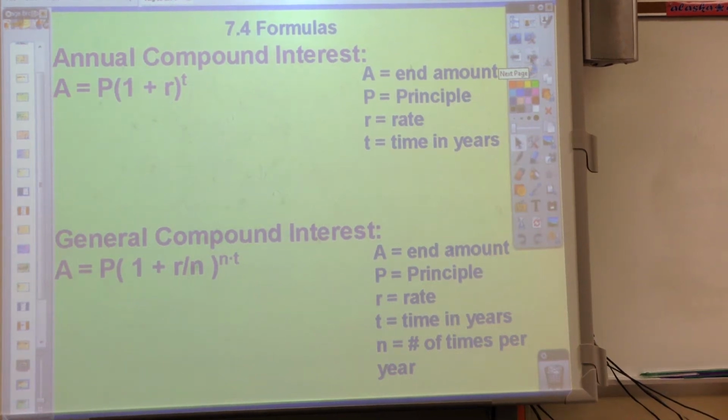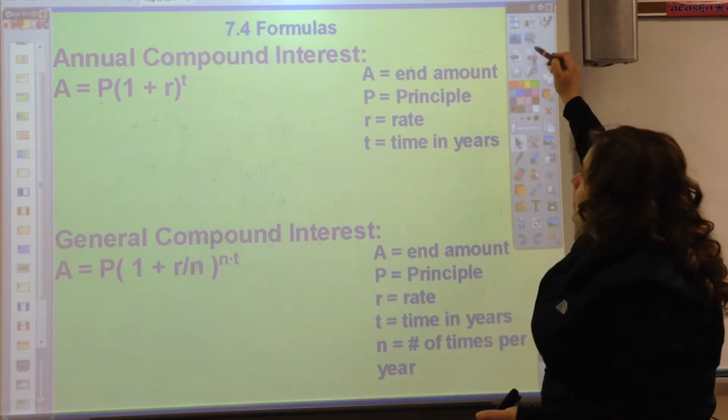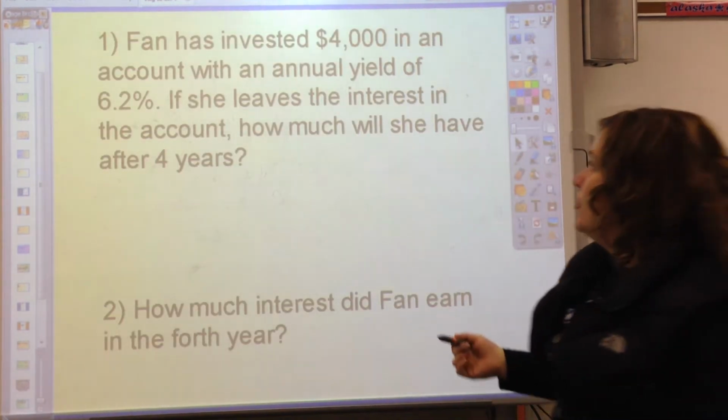This is section 7.4 of Mrs. Quinn's Algebra II class, and today we're going to talk about compound interest. I'd like you to go ahead and put the video on pause and write down all these formulas and what each variable represents. All right, go ahead and press play, and let's try a couple.